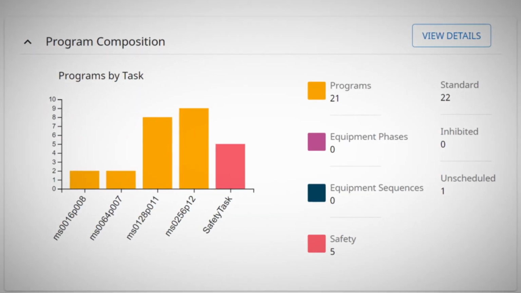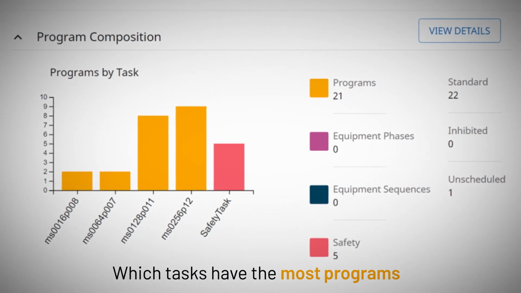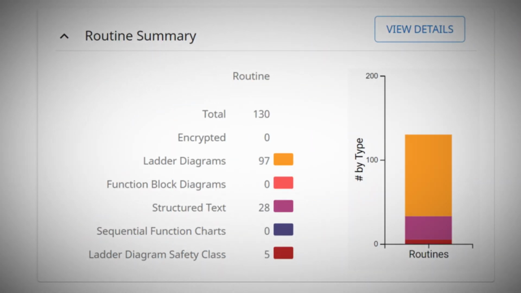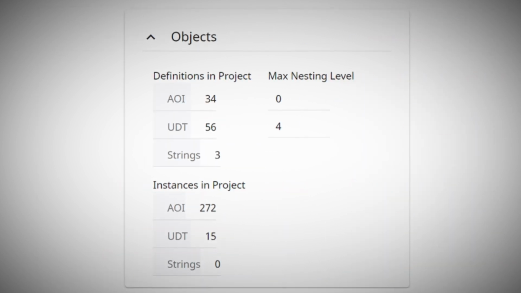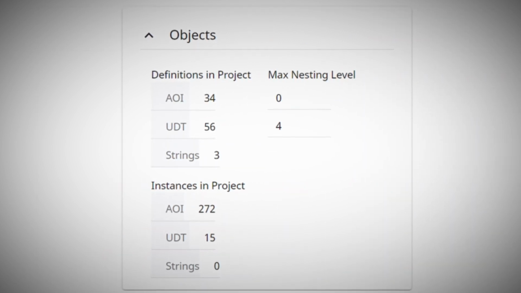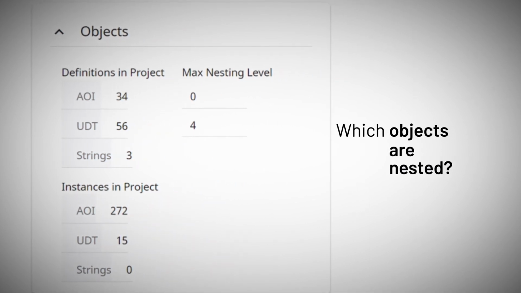For example, the program composition card can tell you which tasks in your controller have the most programs. The routine summary card can show you how much of each programming language is used. The objects card can show you user-defined data types or add-on instructions that are nested.